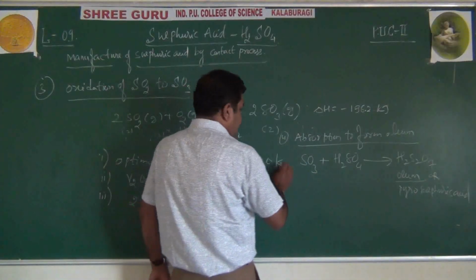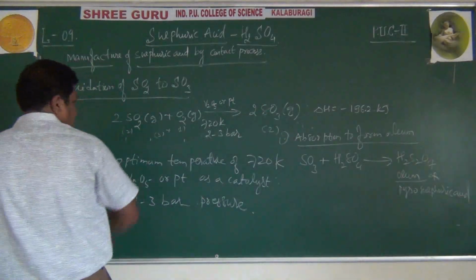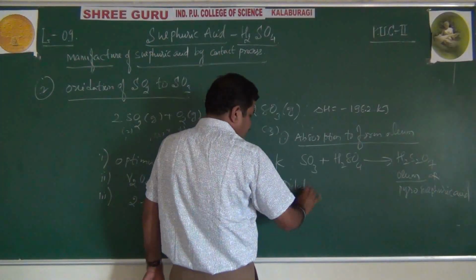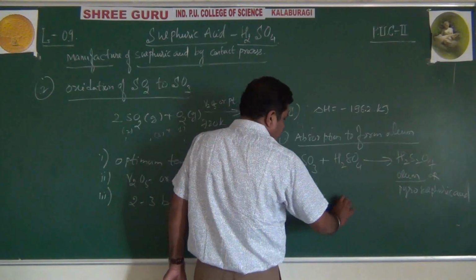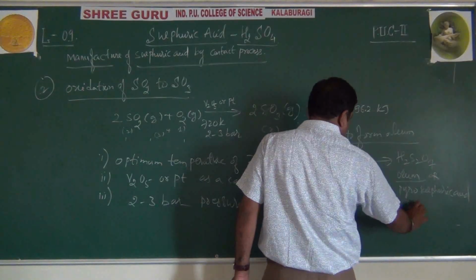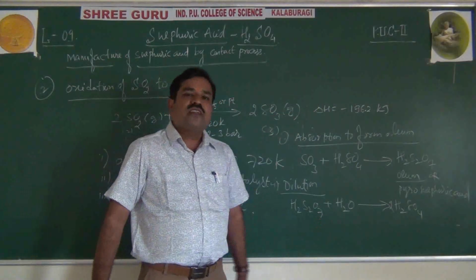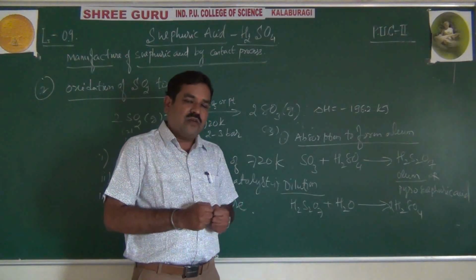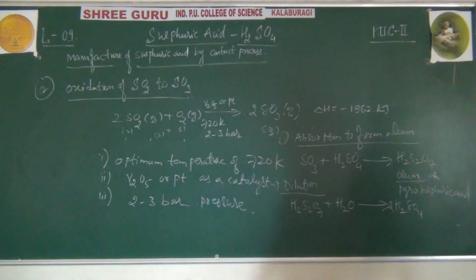Then lastly, dilution. That means now this oleum, H2S2O7, is diluted with the calculated amount of water, the desired amount, whatever concentration we need, we can bring out sulfuric acid: 10%, 20%, 36%. 36% concentrated sulfuric acid is the laboratory grade, what we use in the practicals. That's about the manufacture of sulfuric acid by the contact process.